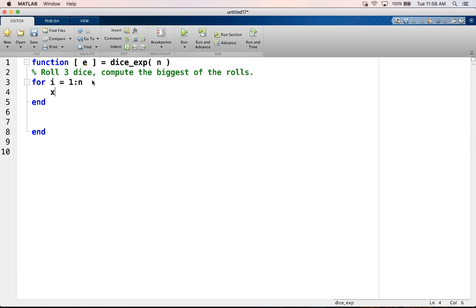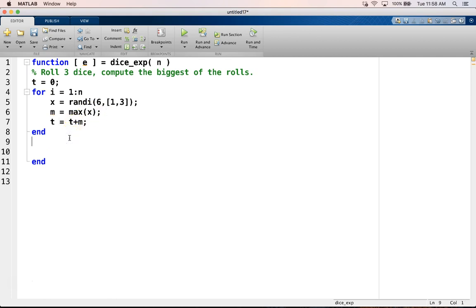And again, let me call it x for experiment. This will be rand_i 6, and I want to do it 3 times. So this is how I do it, just like before. And now what do I want? I want the maximum value. So let me call it m. This is going to be the maximum value of x. And let me do t for the total. So I'm going to add up all the maximum values. So t equals t plus m.